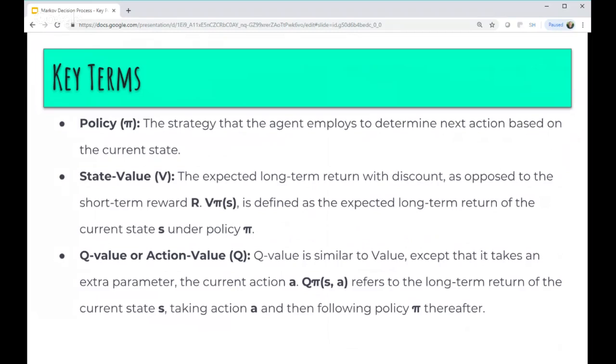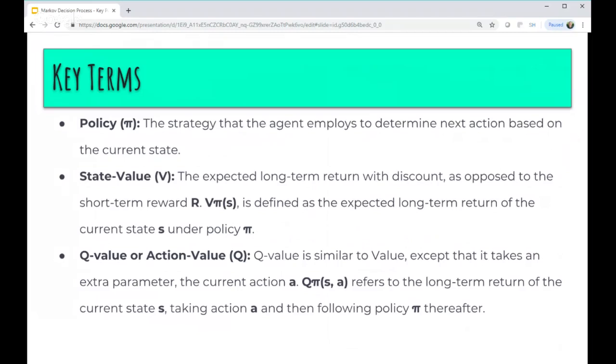There's two types of value functions that we'll discuss today and that are important throughout all of reinforcement learning. The first one is the state value, and that's the expected long-term return that could be discounted, and we'll discuss what we mean by discounts in a minute. But it's the return for being in a particular state while following a particular policy. So V sub pi of S is the return you expect to receive for being in state S following policy pi.